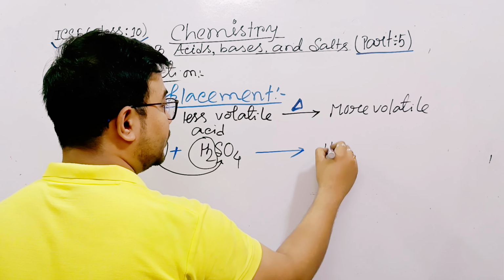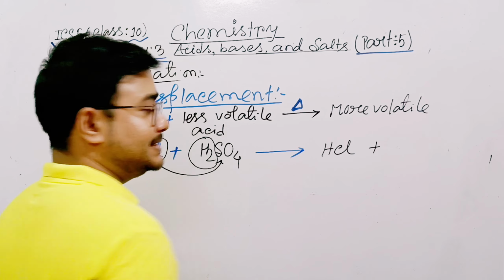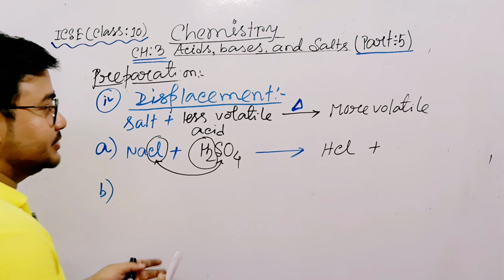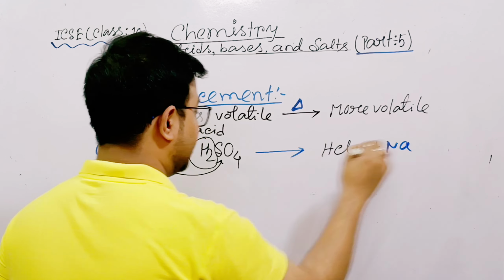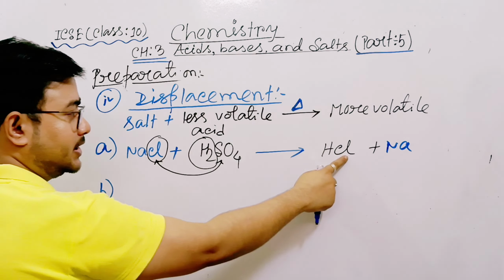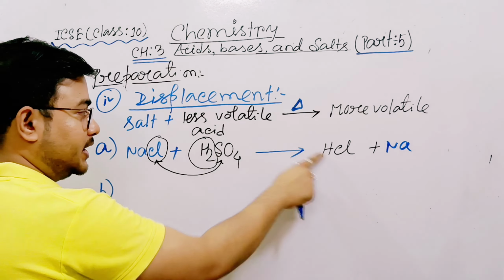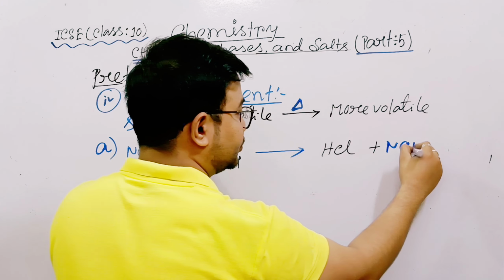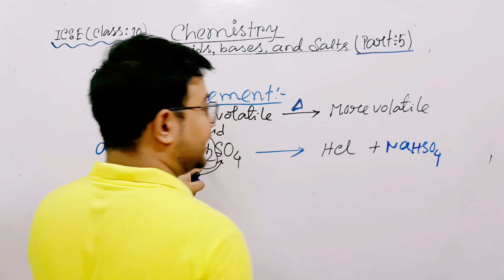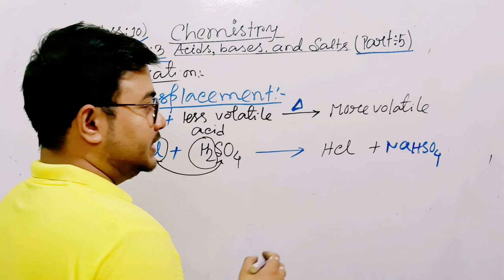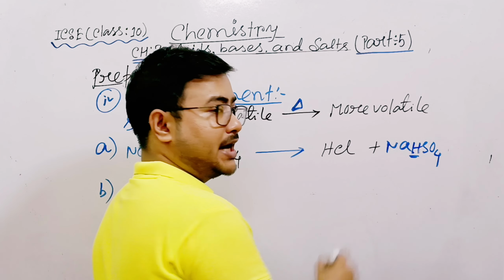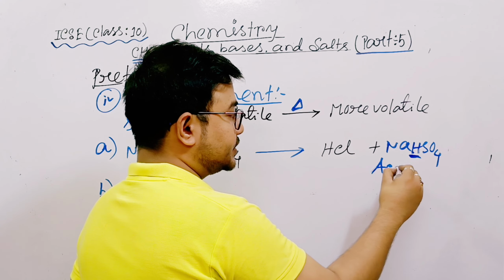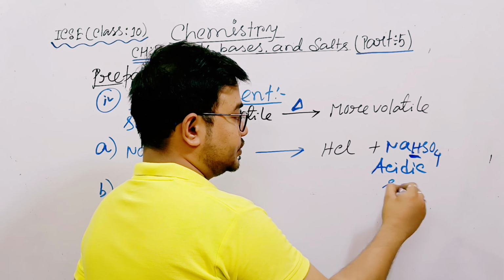See, so the more volatile acid here is HCl. Now which atoms are left? Here Na. So write Na. How many Cl already done here? 1 H here. So how many hydrogen left? 1 H and then SO4. So HSO4. Can you tell me what is this? It contains hydrogen. In the previous part I discussed it contains hydrogen. It is called acidic salt.